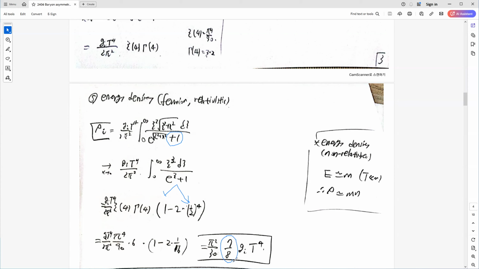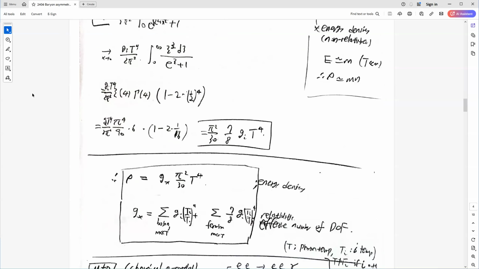In the non-relativistic case, the energy density is just given like m times n, because in this case the energy is similar to the mass since the three-momentum is almost negligible. So if we multiply the mass and the number density, then we can obtain the energy density in this case. So we can get the total energy density of the universe. There is the relativistic effective number of degrees of freedom, which is defined as g star. In the non-relativistic case, it will be negligibly small.